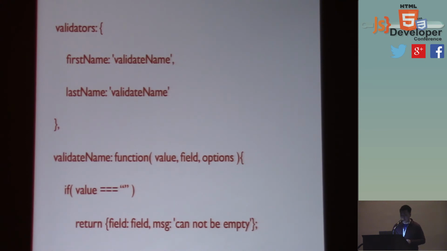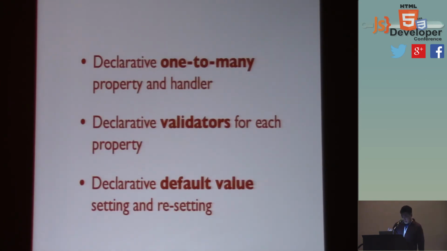So this is a validator. We have the first name and the last name on the model. We just declare, hey, when something changed in first name, we want to run validate name, then there's this validates there. So you get the idea. Then we have the declarative default value for the model.